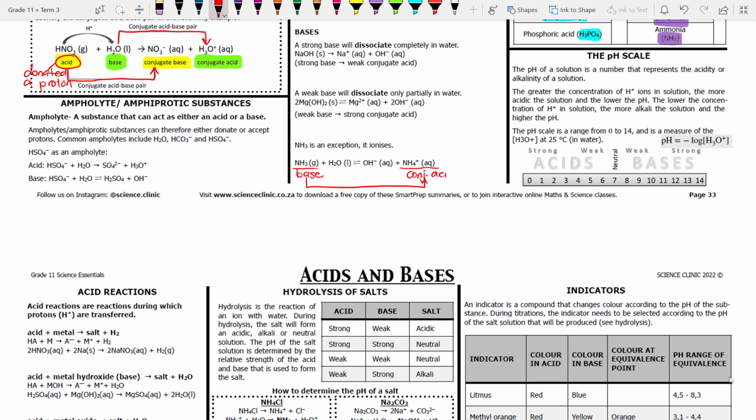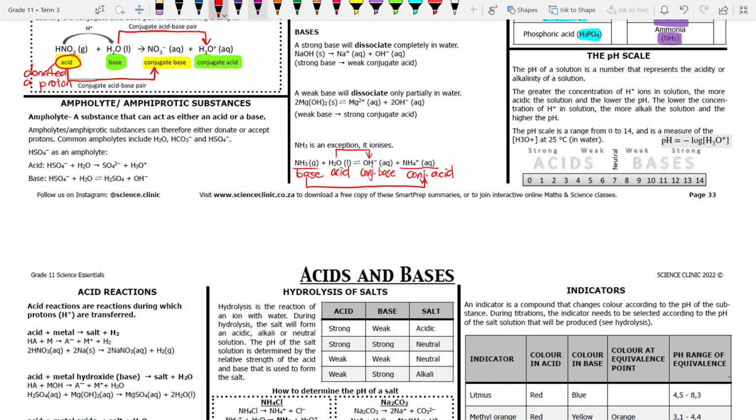Conjugate acid. And then water is going to lose a proton, so it's going to donate a proton, so we call it an acid. And the thing that looks like water on the other side is OH minus, so that is called a conjugate base.